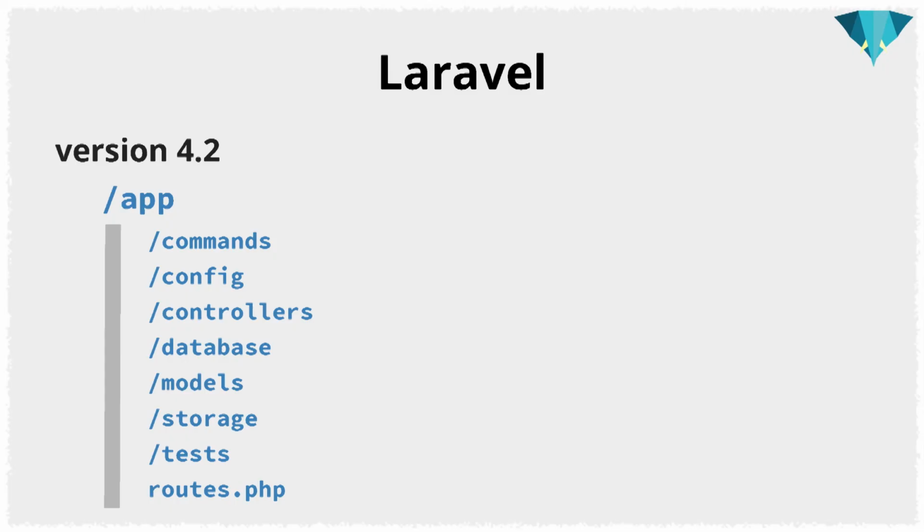Okay, so in version 4 to 4.2 of Laravel, everything was inside the app directory. And this reminds us of CodeIgniter or a similar framework where we have an MVC pattern where we have the models, the controllers, and the views all inside of the app directory.